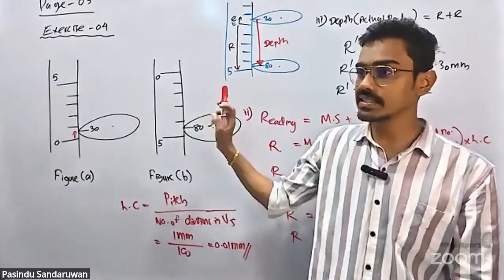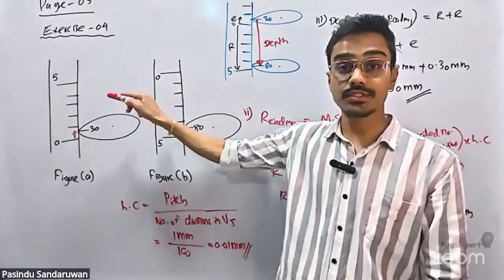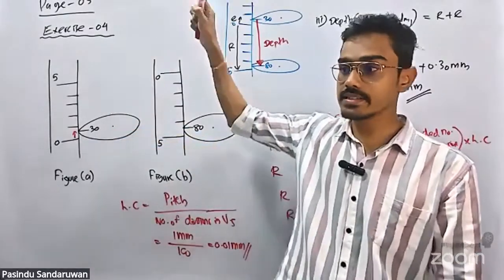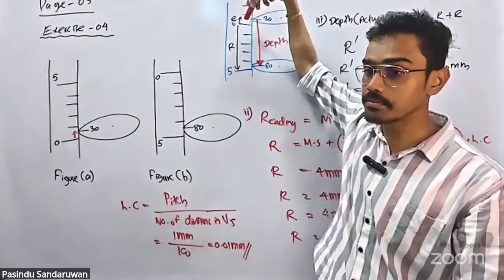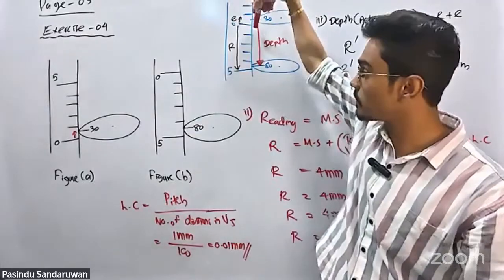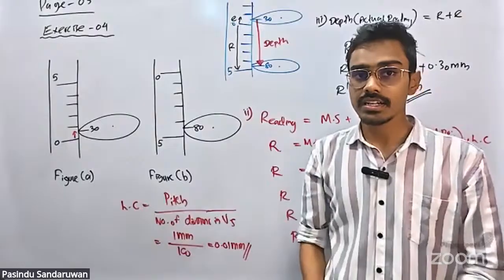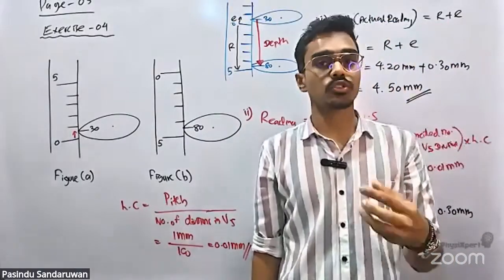But now in this case, since this instrument has an error, it is not starting from 0. It is starting before 0, somewhere like this, and it is coming down all the way up to this point. Then that whole height should be the depth of the hole.